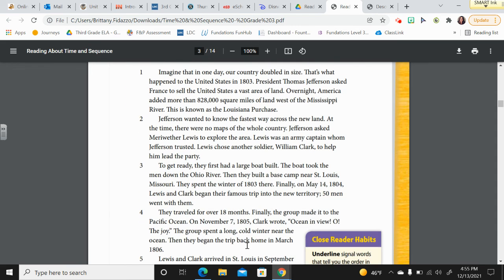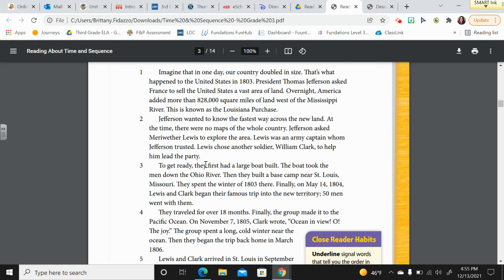Paragraph 3. To get ready, they first had a large boat built. The boat took the men down the Ohio River. Then they built a base camp near St. Louis, Missouri. They spent the winter of 1803 there. Finally, on May 14th, 1804, Lewis and Clark began their famous trip into the territory. 50 men went with them.